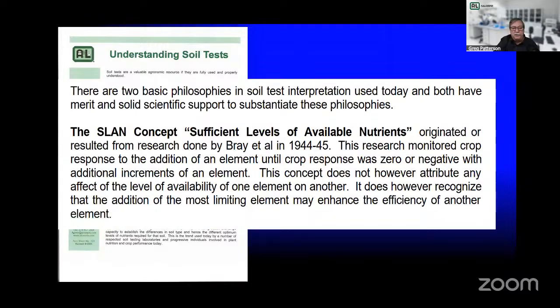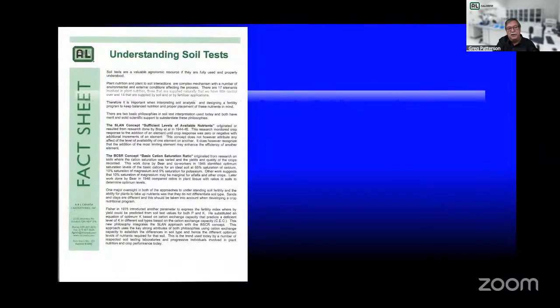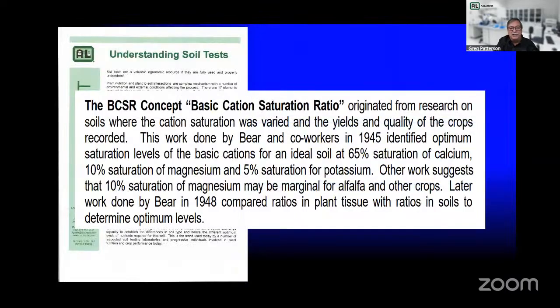So the one approach was a sufficient level approach, where they applied nutrients to a field until they didn't have any further response. And that's what they established as a sufficient level of available nutrients for that nutrient. At the same time, there was a group of researchers who looked more at the base saturation cation exchange ratio concept. And then again, by applying fertilizer to a soil, they established where the optimum level was on a relationship between these cations. Both are very real concepts, both have merits, and they should be used together.